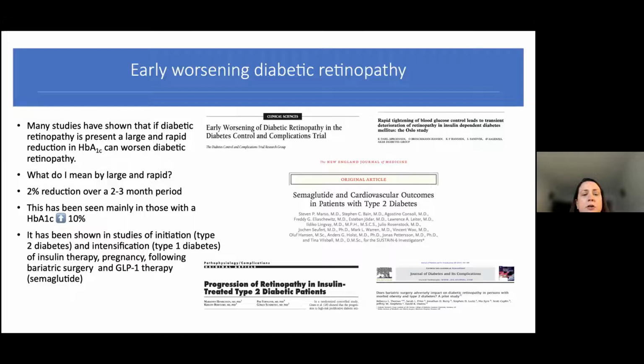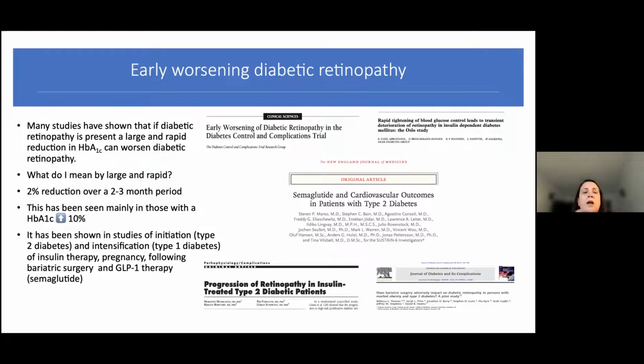So it's been shown in studies of initiation of insulin therapy in type 2 diabetes. It's also been shown in intensification studies. So that big DCCT trial actually showed it as well. We've seen it in pregnancy and also following bariatric surgery. And the latest one was in the initiation of GLP-1 therapies, the semaglutide. So that was the SUSTAIN-6 trial.